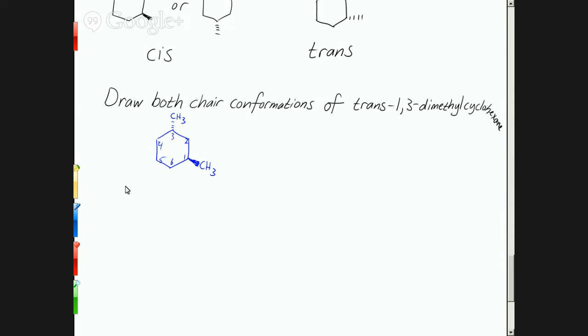What's the next step? Draw a chair. So everybody draw a chair, whatever your favorite chair is, and see if you can draw this structure in that chair. I'm not going to do it first for you. You try it first, and then we'll look at it.